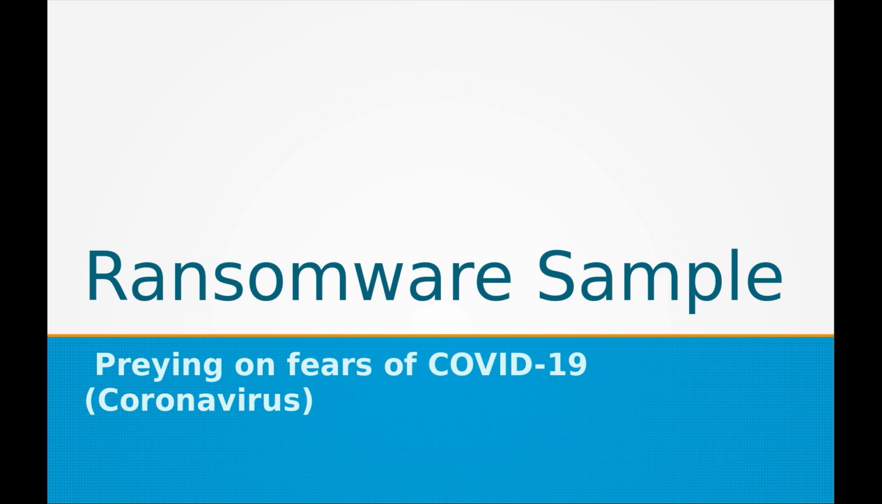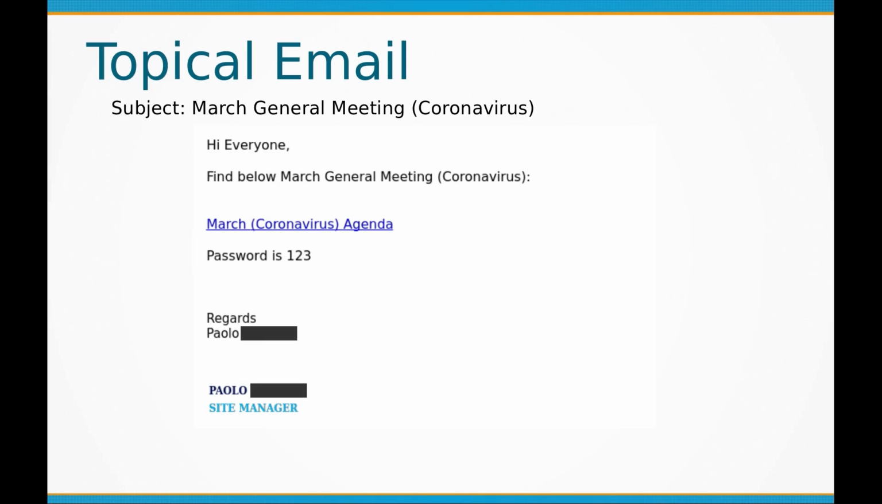Hello everyone, I was playing around with a ransomware sample recently, which is preying on the fears of COVID-19, otherwise known as the coronavirus. So I took some screenshots and I've got a video of the sample running in a Windows 10 virtual machine. But I'll take a look at it and show exactly what has happened.